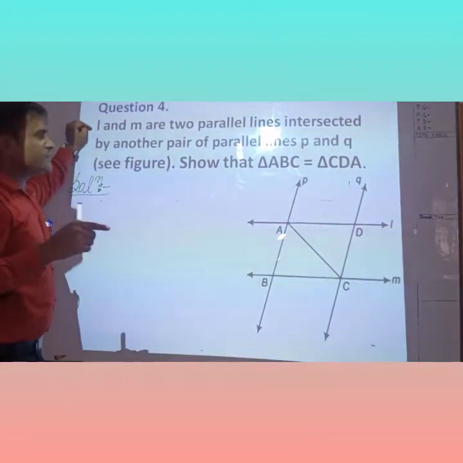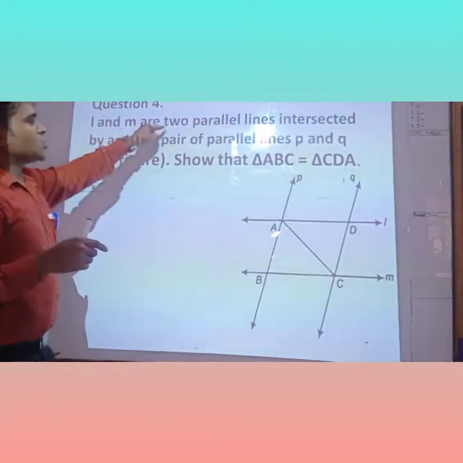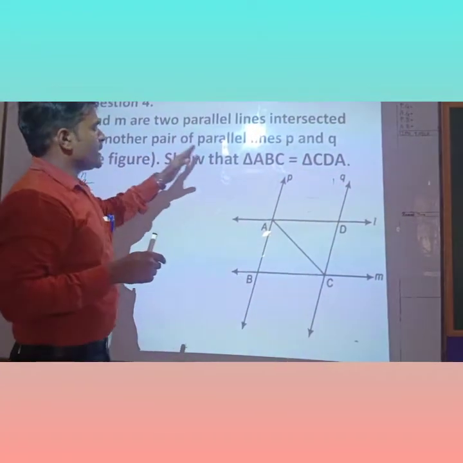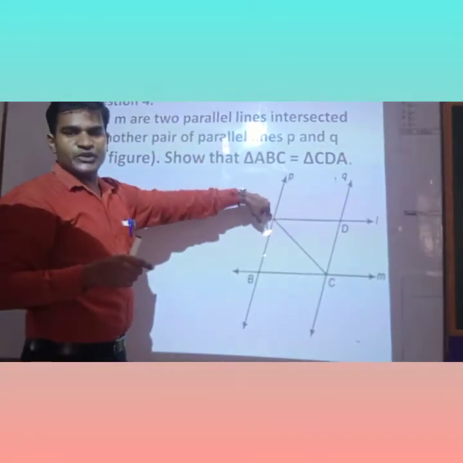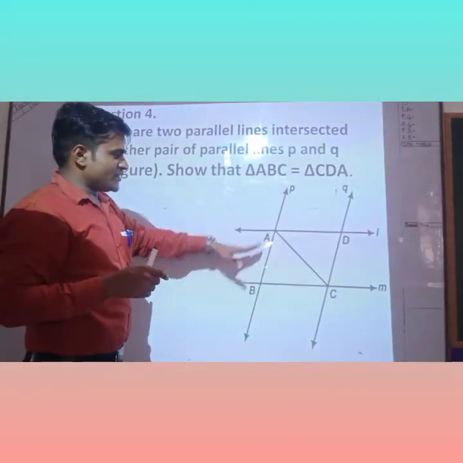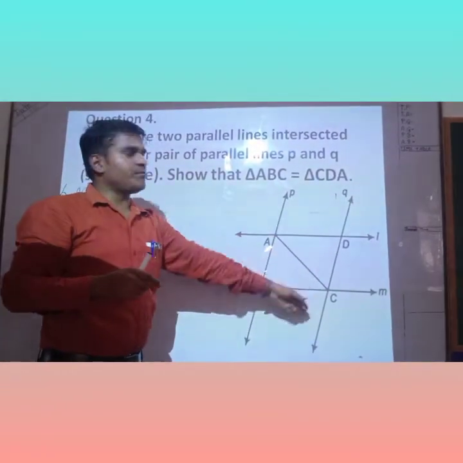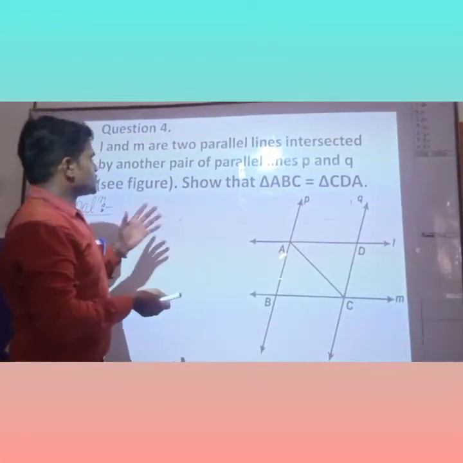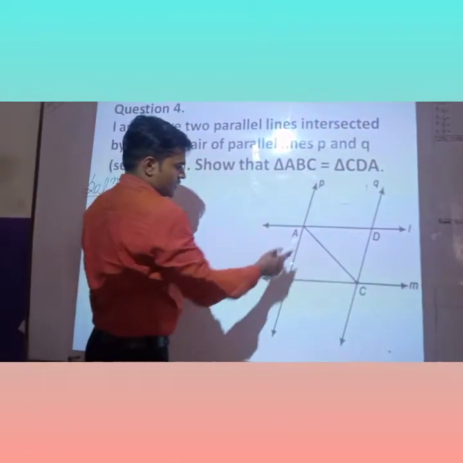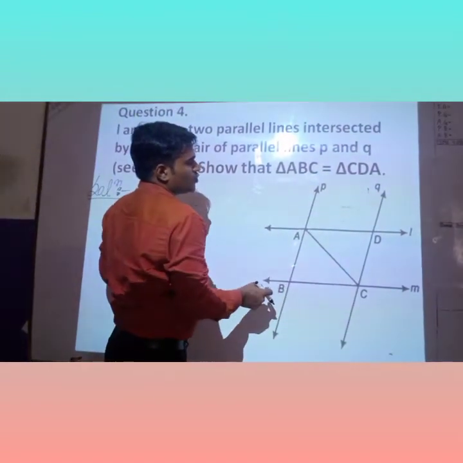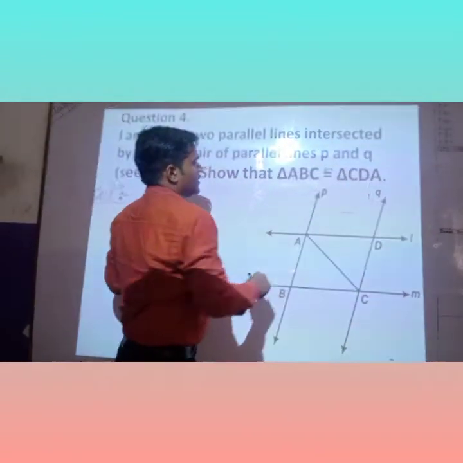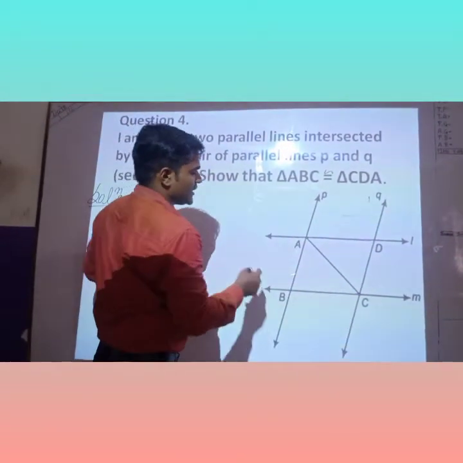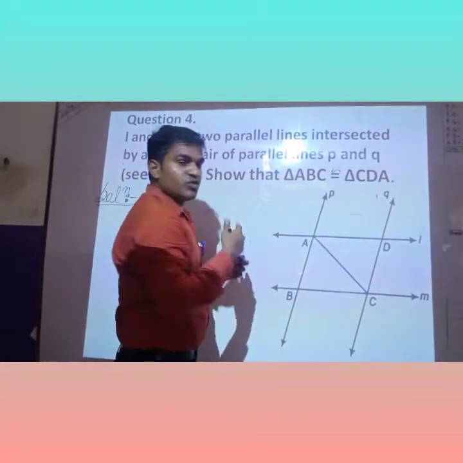Question number 4. L and M are two parallel lines intersected by another pair of parallel lines, that is P and Q. Lines L and M are parallel, intersected by another pair of parallel lines P and Q, means P and Q are also parallel. Okay. Show that triangle ABC is congruent to triangle CDA. We have to prove that.